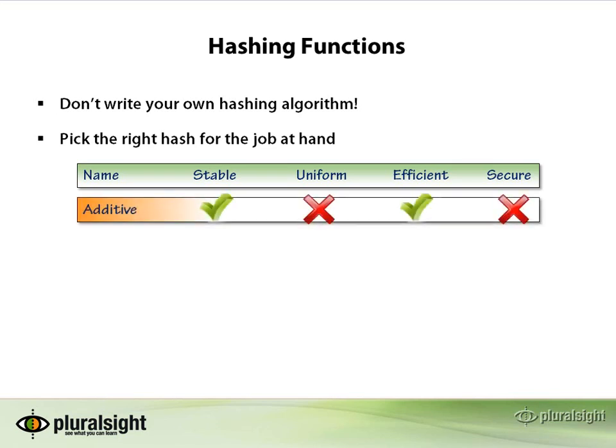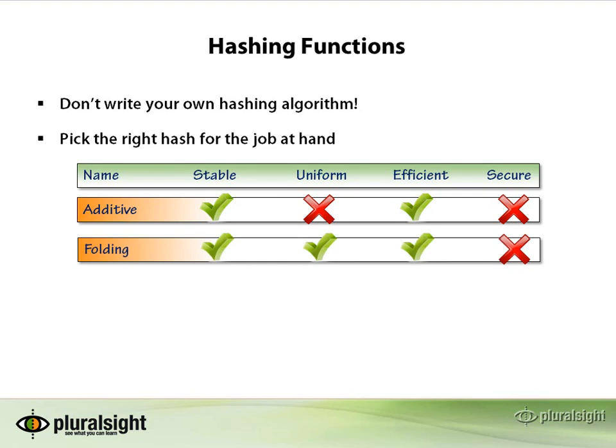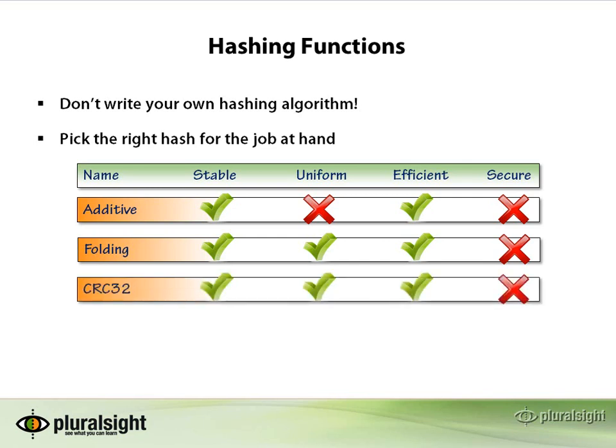The first thing we looked at was our additive hash. This was the hash that summed up all the values in the string. It was stable, it was efficient, not uniform, not secure. Our folding hash, this was the hash that crammed 4 bytes at a time into an integer value. It's stable, it's pretty uniform, certainly more uniform than the additive hash. It's efficient, it's a single pass through, it's integer math, but it's not secure. CRC32 is a really common hashing algorithm. Like the folding algorithm, it's stable, uniform, and efficient, but it's not a secure algorithm. In fact, there are instances where the CRC32 algorithm has been the root cause of a compromise.